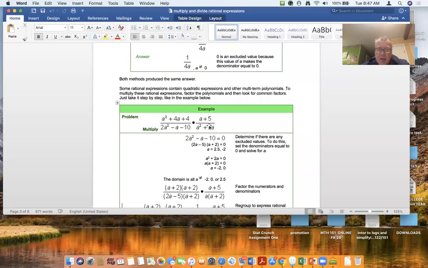Down here in the second fraction, I have a common factor of a. That's the first thing we should always look for. And we'll do that. We'll factor the a out. This gives us a times the quantity a plus 2.